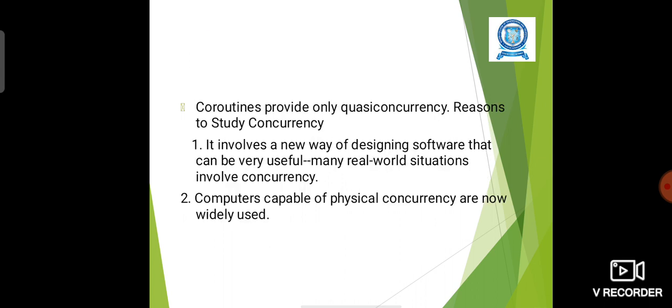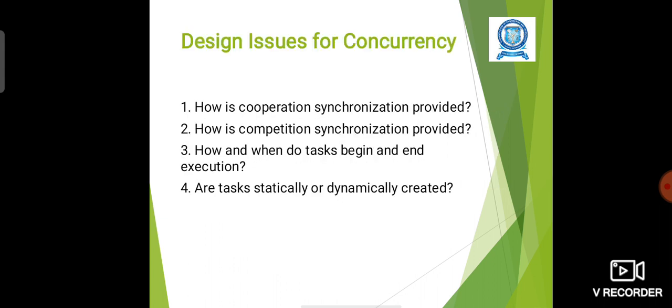Coroutines provide only quasi-concurrency. Reasons to study concurrency. It involves a new way of designing software that can be very useful, and it supports many real world situations. Computers capable of physical concurrency are now widely used.